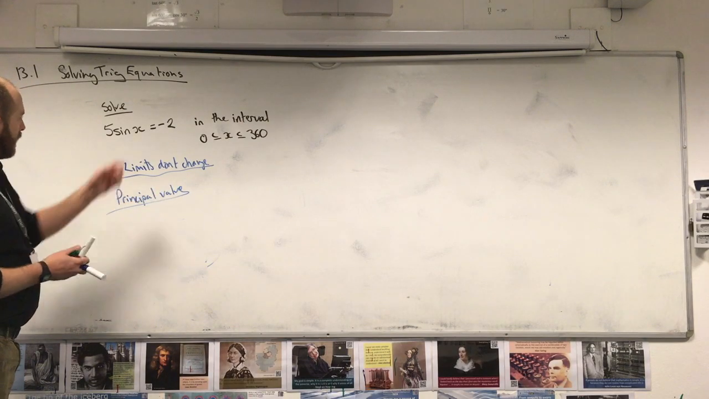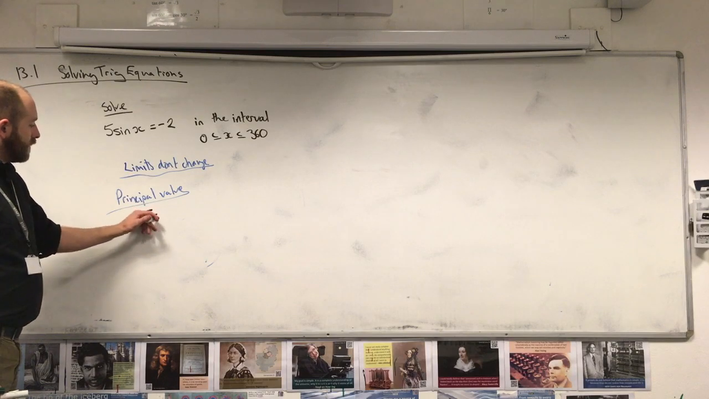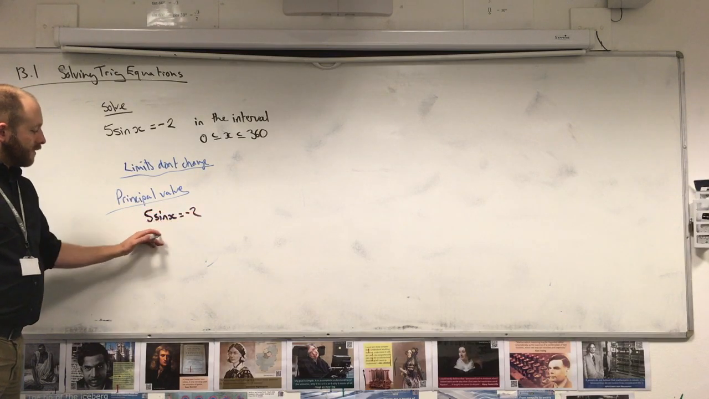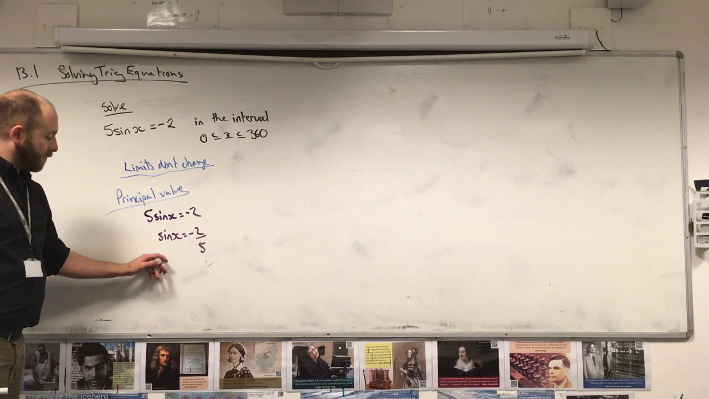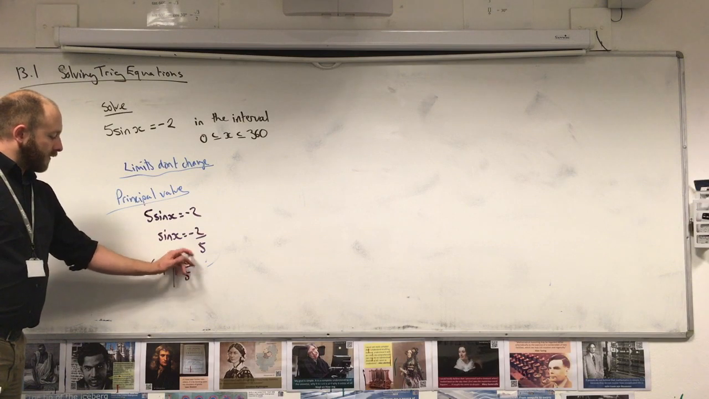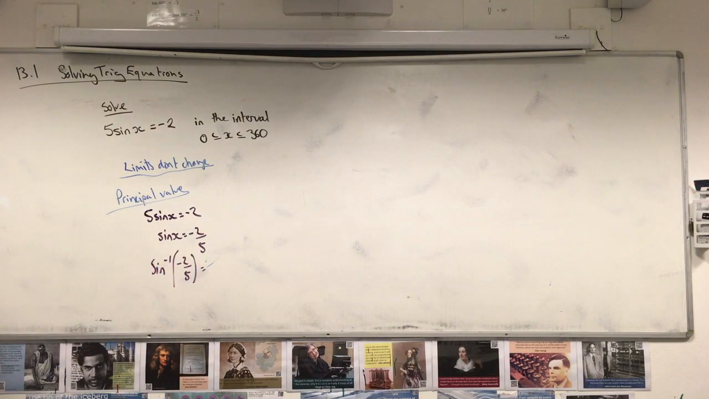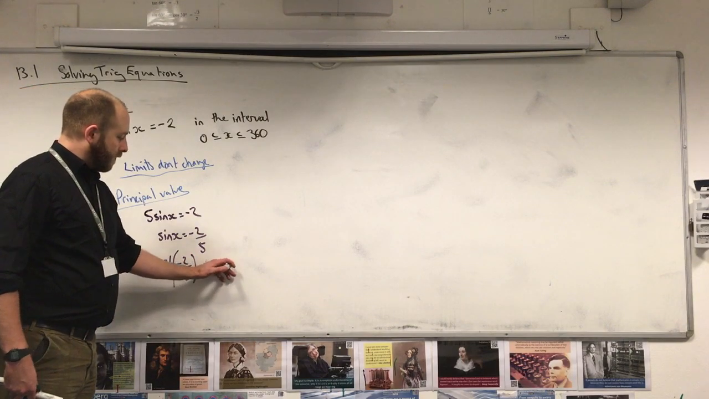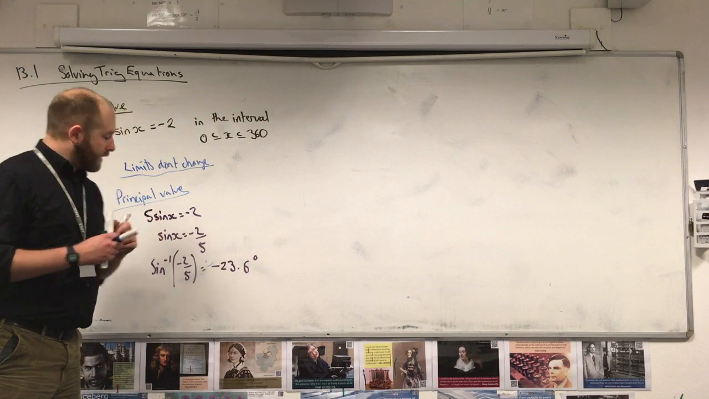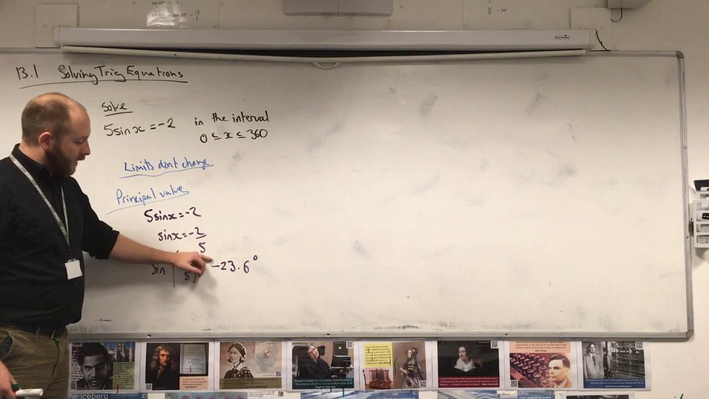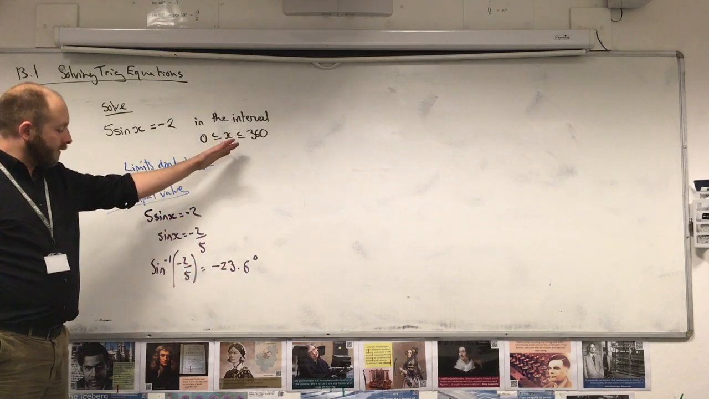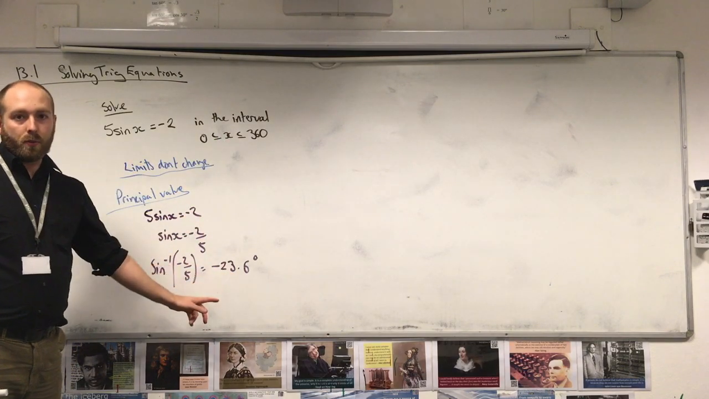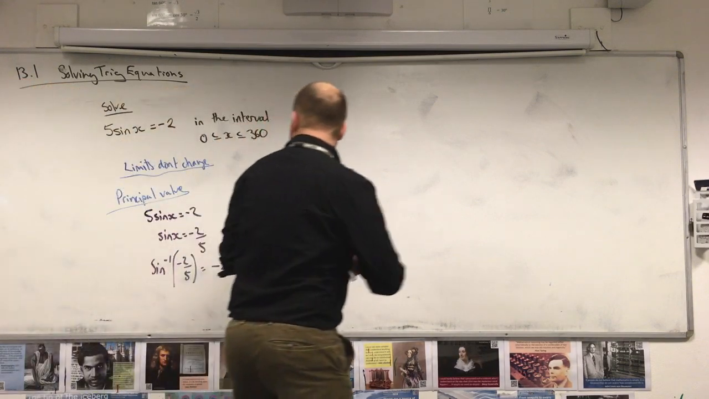So this time we need to rearrange this a bit. So 5 sine x equals minus 2. So sine x is minus 2 over 5. So our principal value is going to be sine to the minus 1 of minus 2 over 5, which gives us minus 23.6. Okay, which is interesting because this value is outside of our range. So we can use this to find some values that are in our range, but that itself will not be one of our answers. So next step is the same, sketch it.